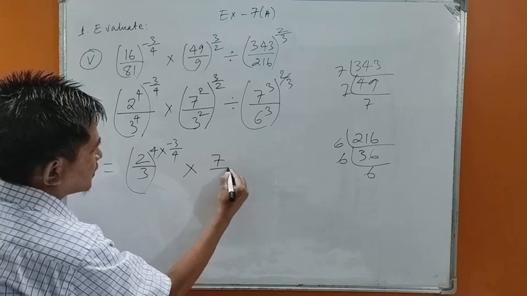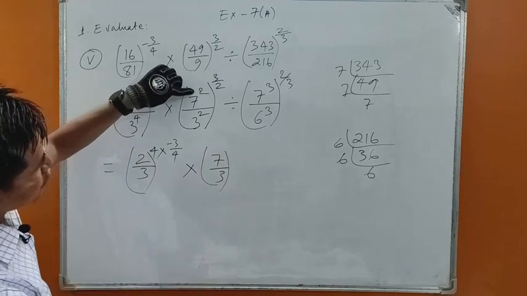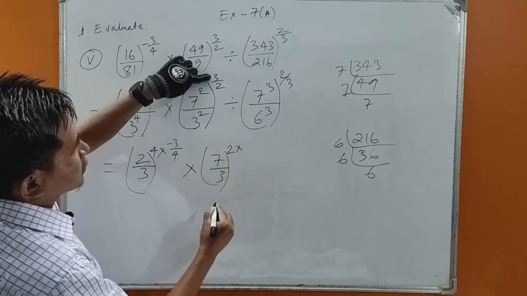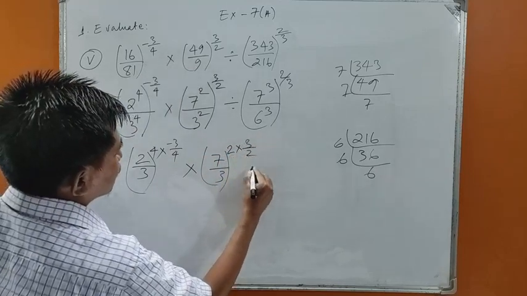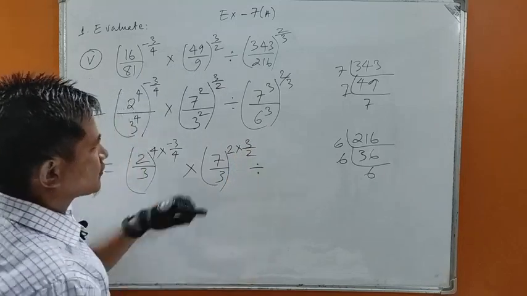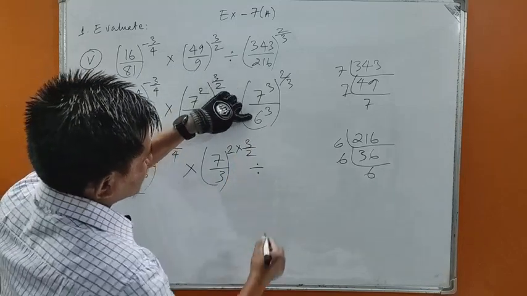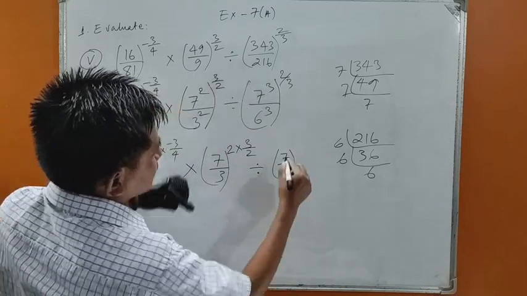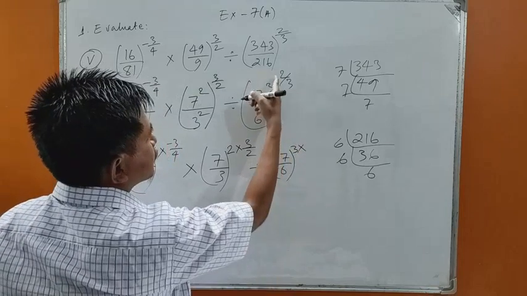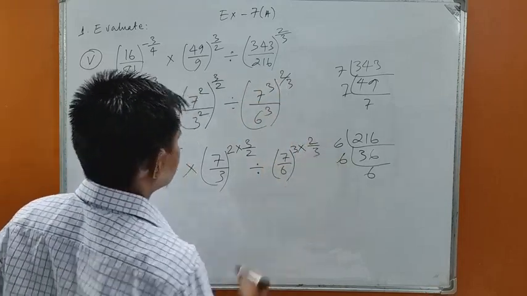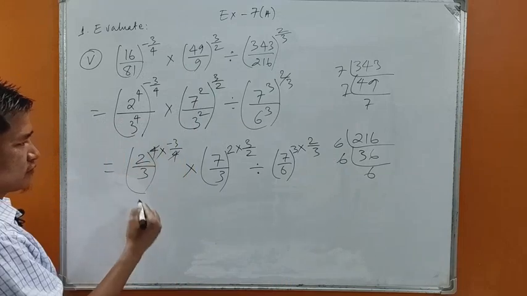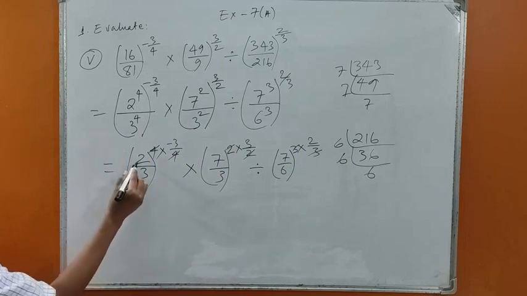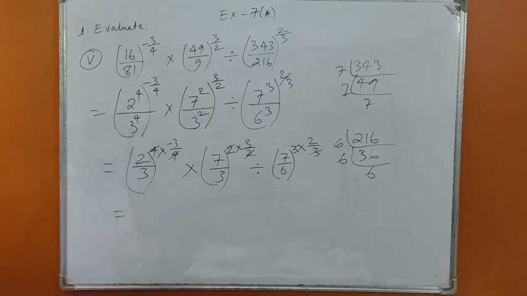We do the same thing here. 7 upon 3, this square and this square, we write 1 square into 3 upon 2, divided by the same thing here also. 7 upon 6, 7 upon 6, this cubed and this cubed, we write only 1 cube into 2 upon 3, isn't it? So now let us cancel this. 4 and 4, 2 and 2, 3 and 3. So this gives us 2 upon 3 whole to the power minus 3, isn't it?